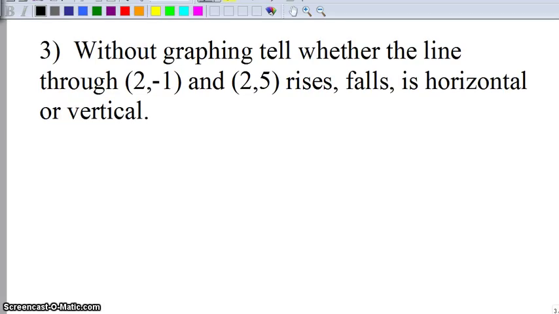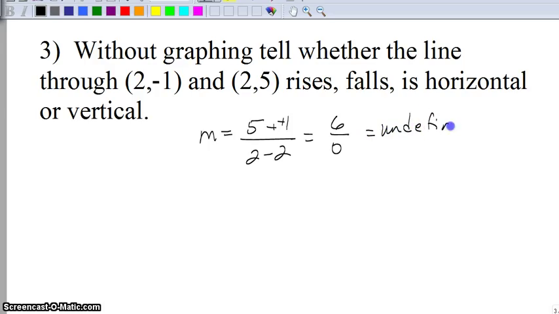Okay, so without graphing, tell whether the line through 2, -1 and 2, 5 rises, falls, is horizontal or vertical. One way that you can tell this is by finding the slope of the line. So if we find the slope of the line, 5 minus -1 over 2 minus 2, we get 6 over 0. So that tells me that the slope of this line is undefined. And if I know that the slope of this line is undefined, then I know that my line is vertical.